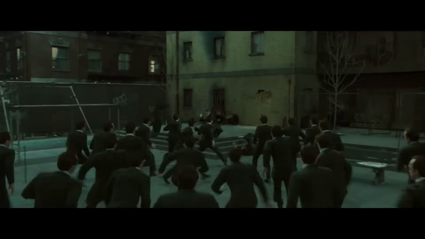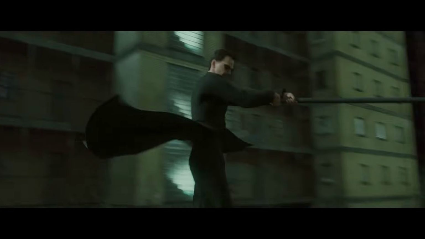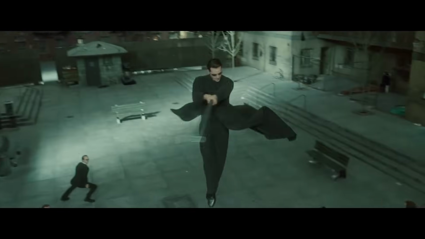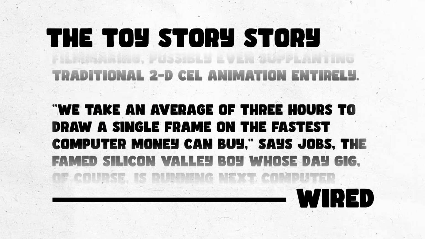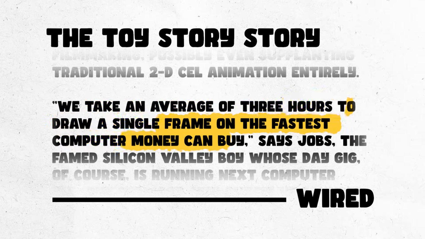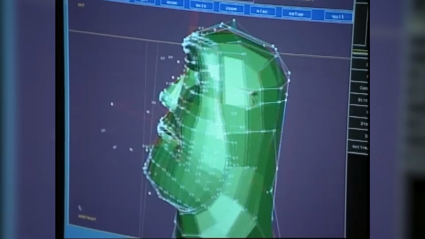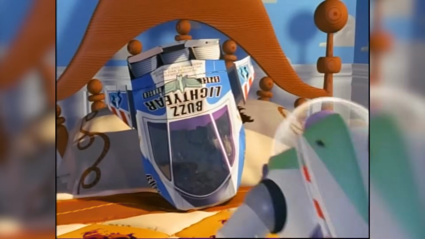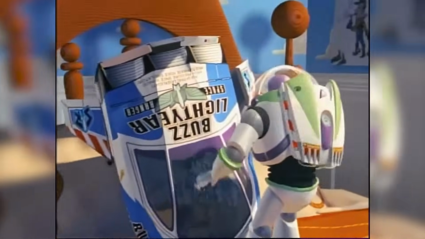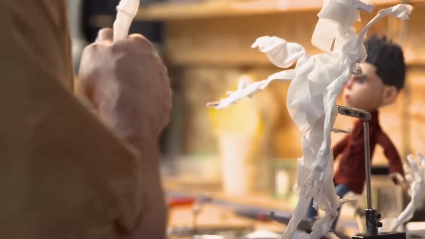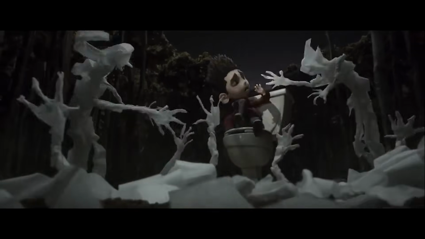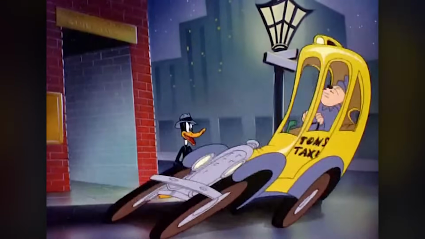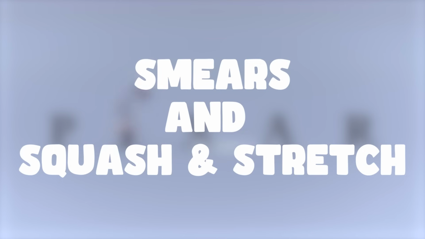CG at the time also had its issues with characters that dipped into the uncanny valley and computers that were just generally slow. Animators in 1995's Toy Story had to wait hours for a single frame to render. But even with those issues, it was generally more forgiving to work on CG rather than stop motion. Often stop motion animators had to go to great lengths to achieve the effects that would have been simpler to do with CG, like the ability to have smears and squash and stretch for characters.